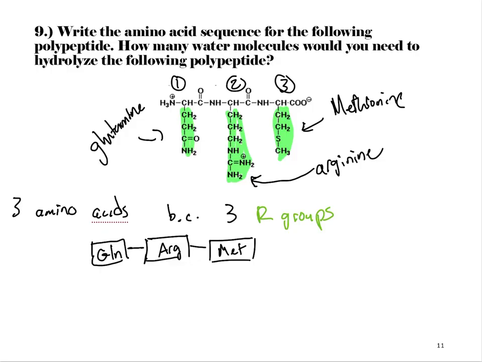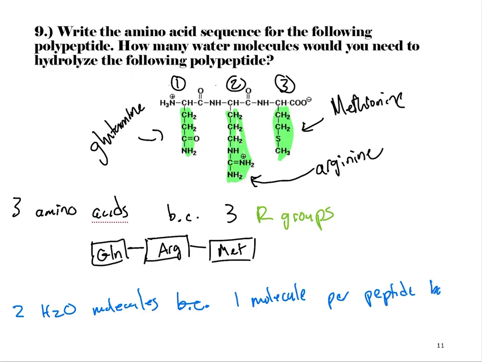And how many water molecules would we need to hydrolyze this polypeptide? Yeah, so you say 2. So we need 2 H2O molecules. And why is that? Yep, because we need 1 molecule per peptide bond to hydrolyze it, right? And where are the peptide bonds in the structure?